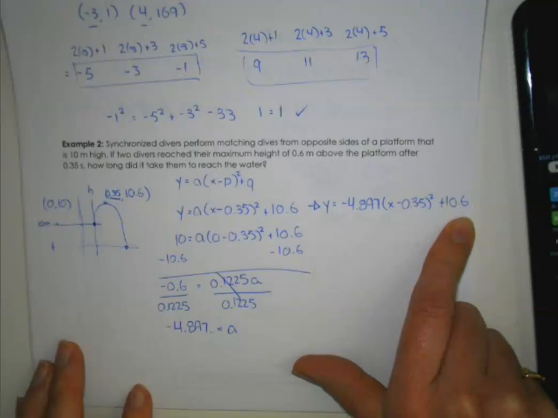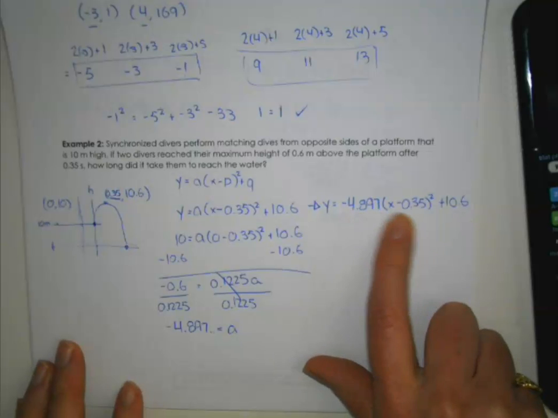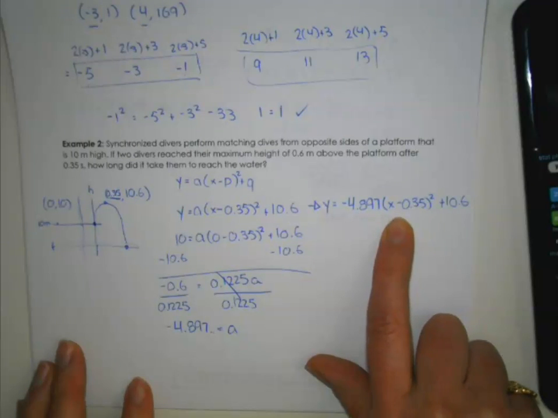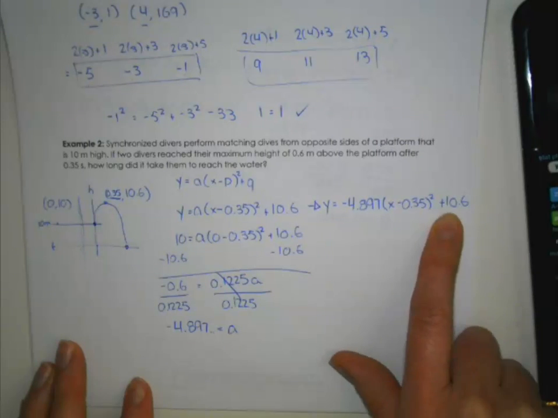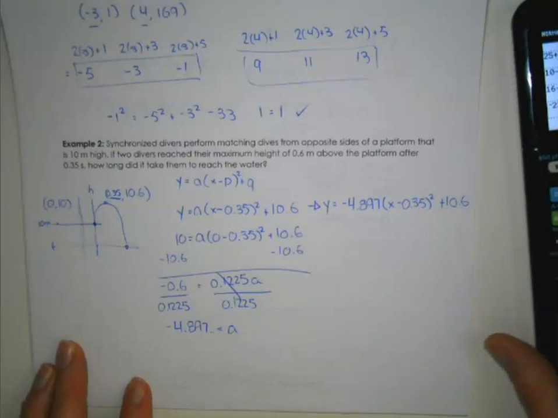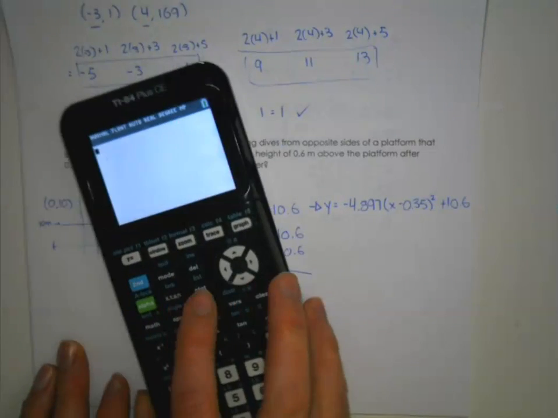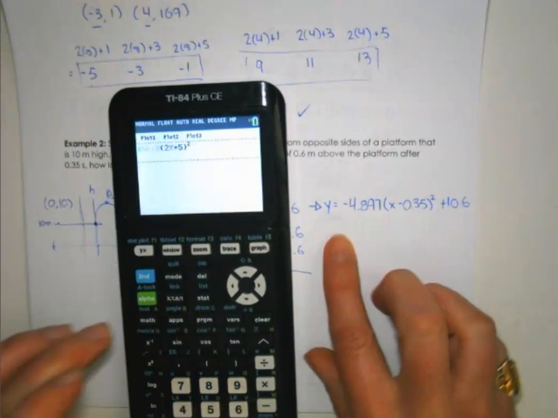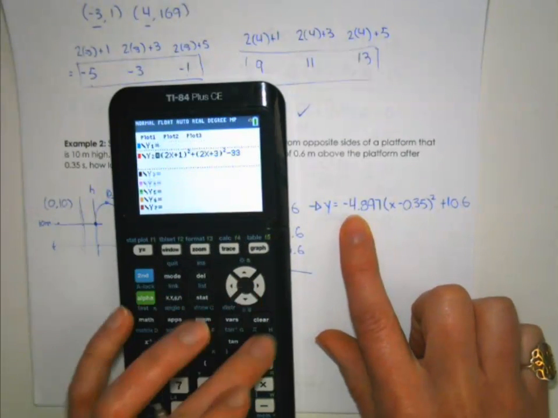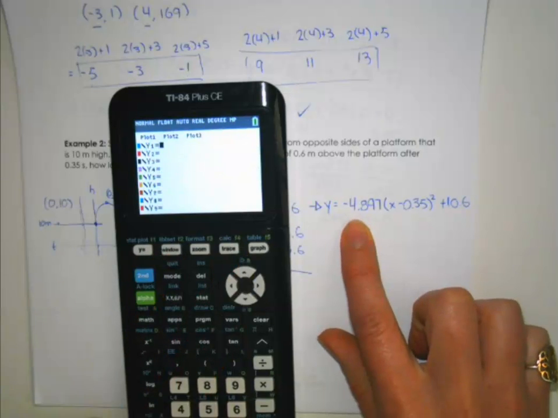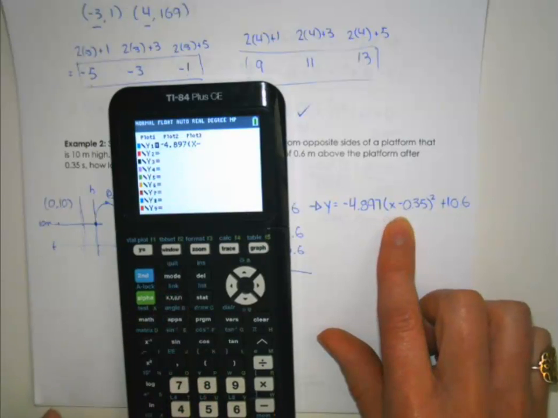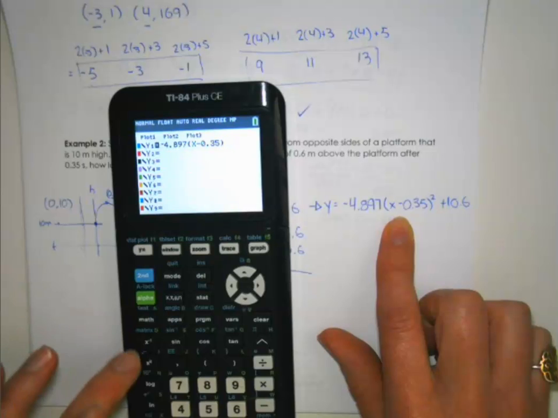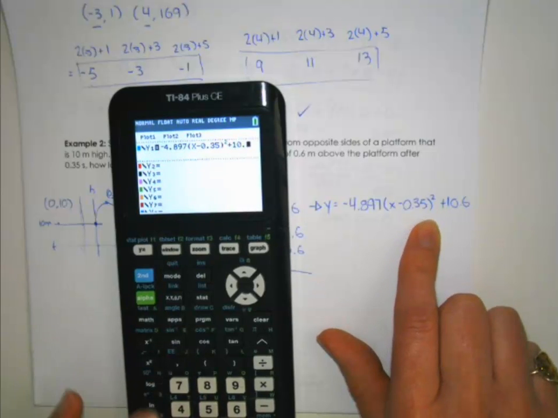You could multiply it out. You're probably going to end up with a value that you would need to enter into the quadratic because we have all those decimals and stuff like that. So you can multiply it all out if you want to do that, and make sure that you could do that if you needed to, like if you were being asked to do that in a written question. But I'm going to go in and put it into my graphing calculator. So negative 4.897 bracket x minus 0.35 squared plus 10.6.